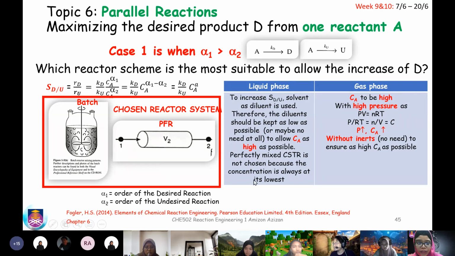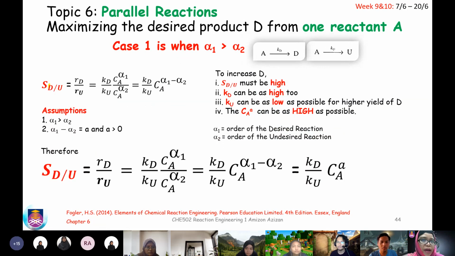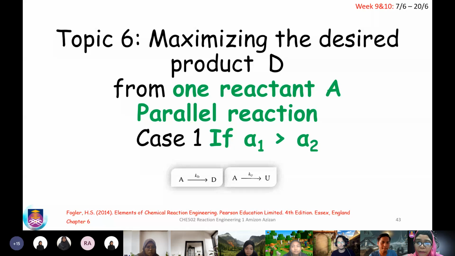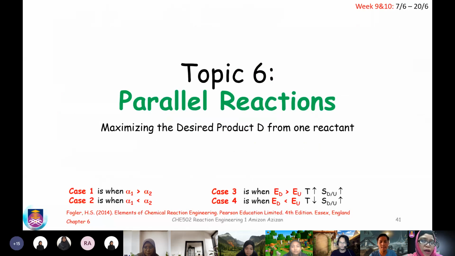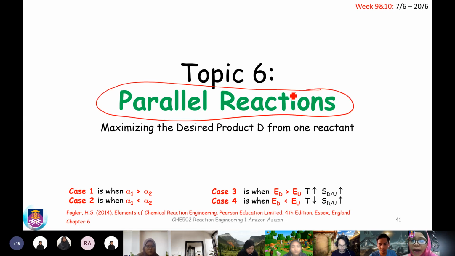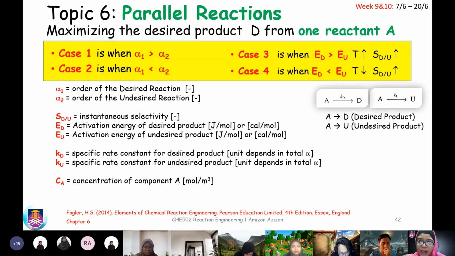All right, we were talking about maximizing the desired products. I'm going to go back a few slides before. We are looking into the first kind of reaction, which is parallel reaction. After we have covered all those cases here, case 1, 2, 3, 4, then we will go to the next kind of reaction, which is the series reaction. So let us first look at the parallel reaction.